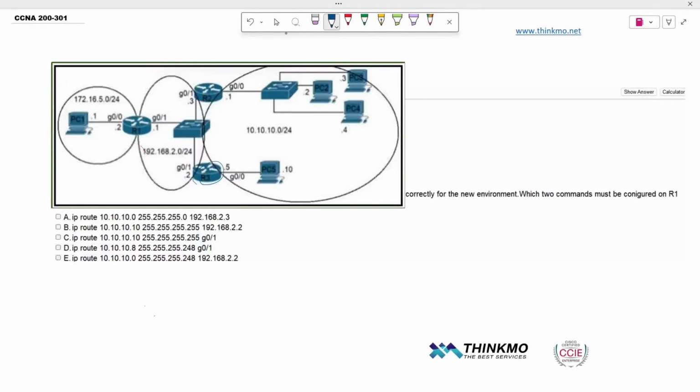So this question is a multiple choice question, and the correct answers are A and E. Right? The correct answers are A and E.